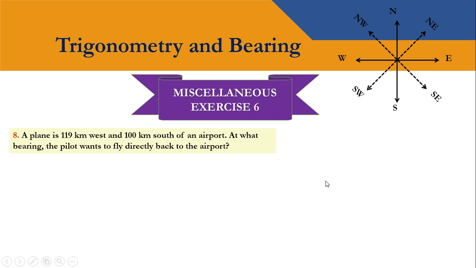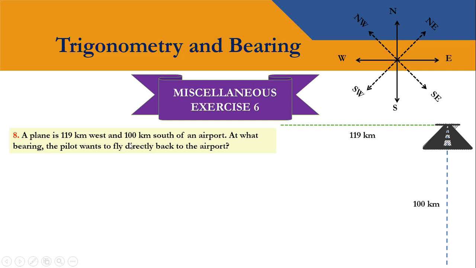Now moving toward question number 8. A plane is 119 km west and 100 km south of an airport. What is the bearing the pilot must fly to go directly back to the airport? Now here is an airport, and from the airport let's make a line of 119 km in the direction of west. So this is the west direction and a 119 km line in the west direction. Now we draw another line in the south direction having the length of 100 kilometers.